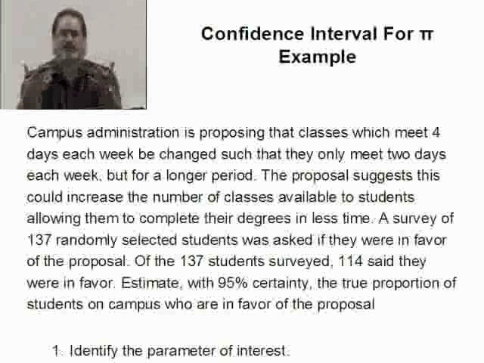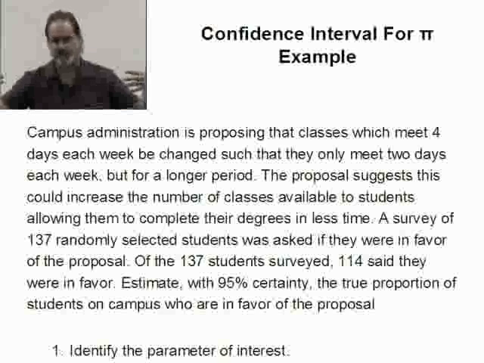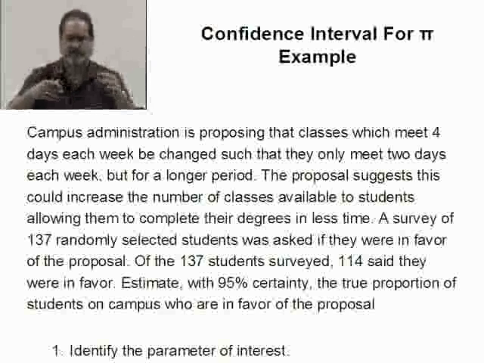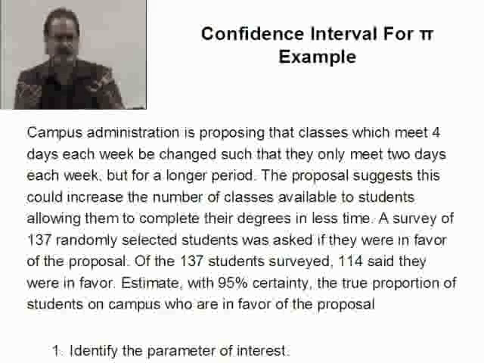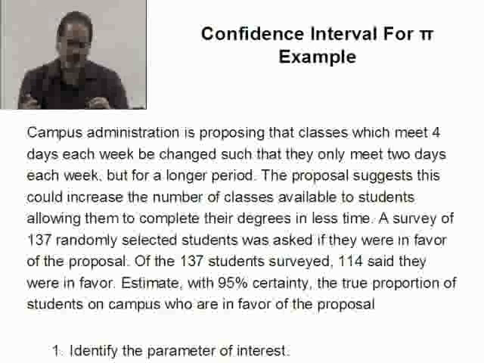Well, what's this about? The administration wants to change the way classes are offered. Rather than 4 days a week or 5 days a week, they want to do it 2 days a week for longer periods. So they go out and survey a bunch of students to get an idea of how the students feel about it. So, how many did they survey? 137. How many said they were in favor? 114. Well, 114 divided by 137, that's the proportion of yeses, correct?